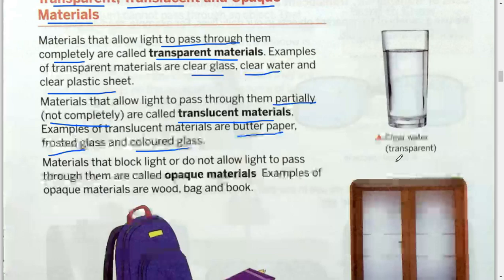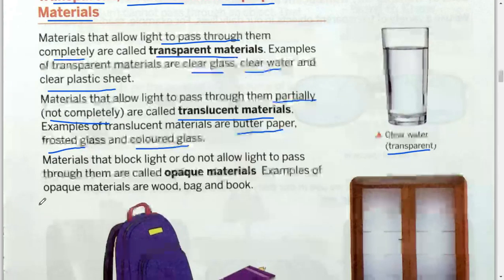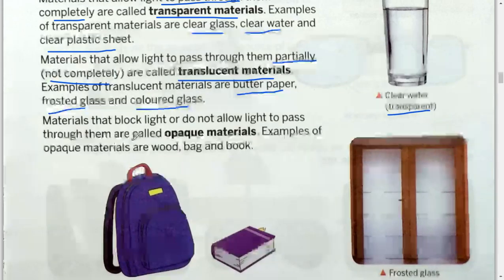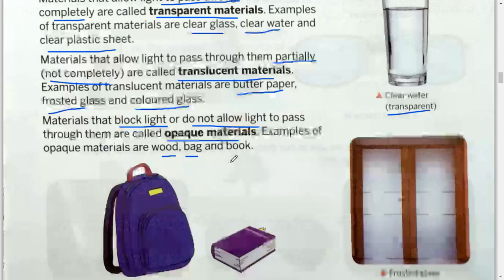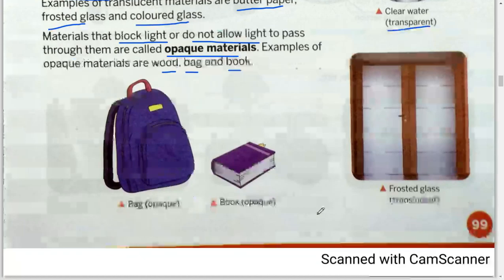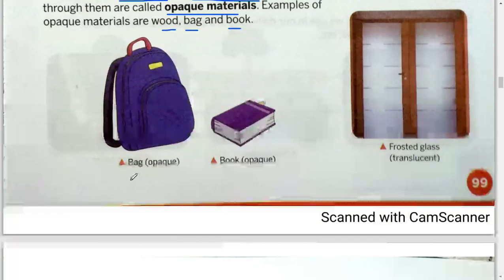Clear water, transparent. Materials that block light or do not allow light to pass through them are called opaque materials. Examples of opaque materials are wood, bag, book. Bag, opaque. Book, opaque. Frosted glass, translucent.